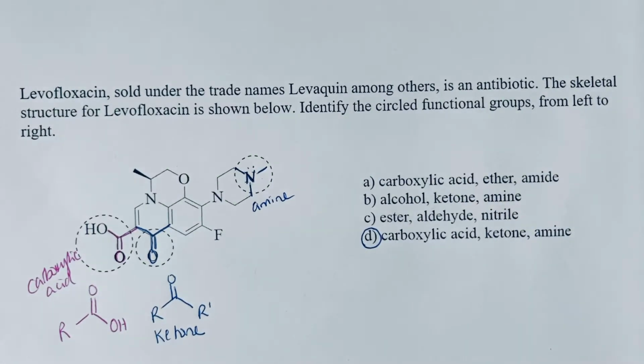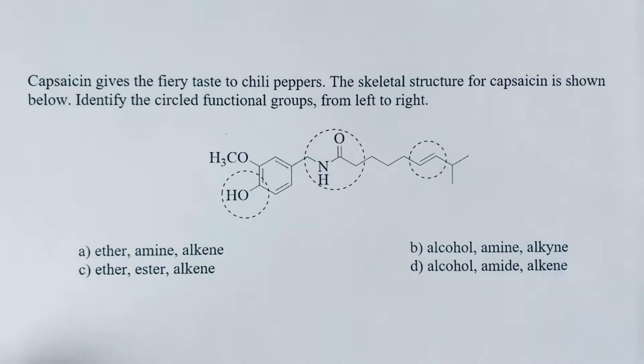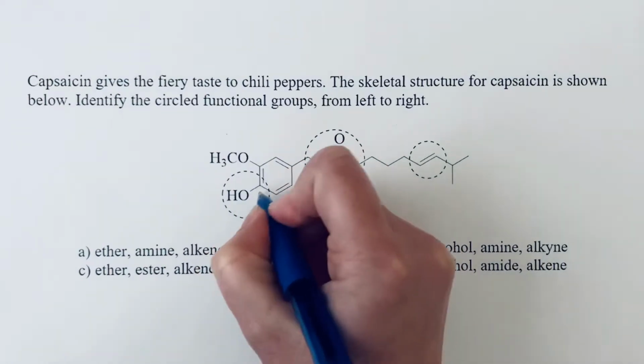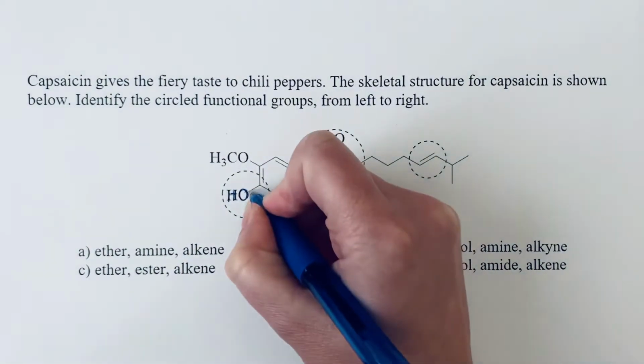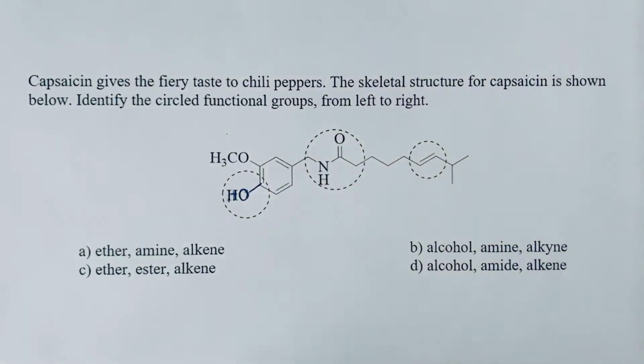All right, so let's look at two more similar examples. So this time we have the structure of a molecule that gives us the fiery taste of chili peppers. So we're going to again take a look at all of these functional groups. So in this first circled functional group, we see an OH. We want to see what that's attached to. And it's attached to a carbon.